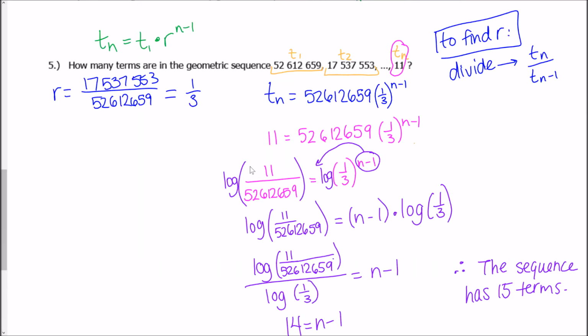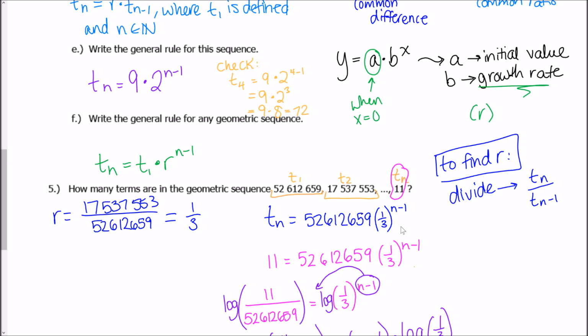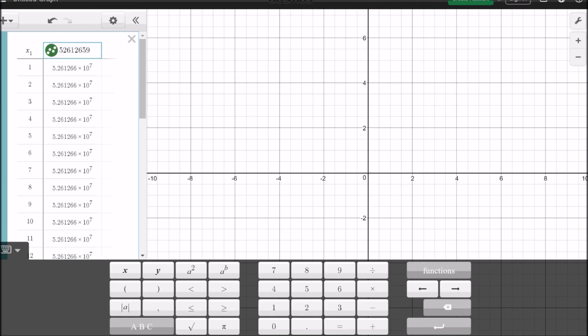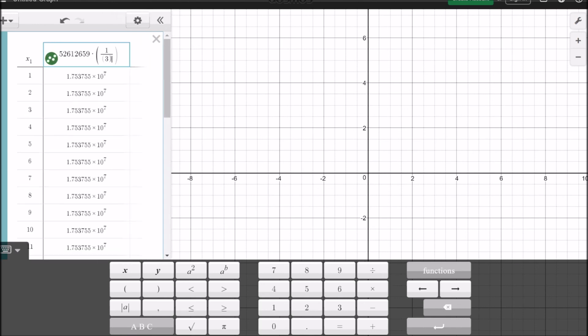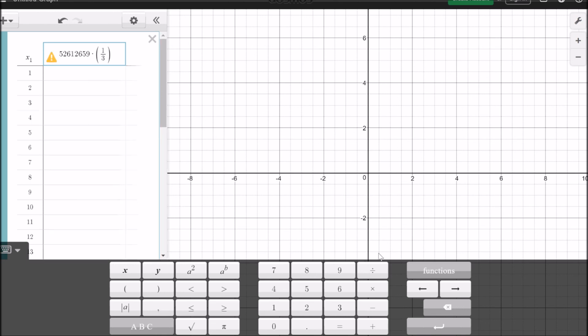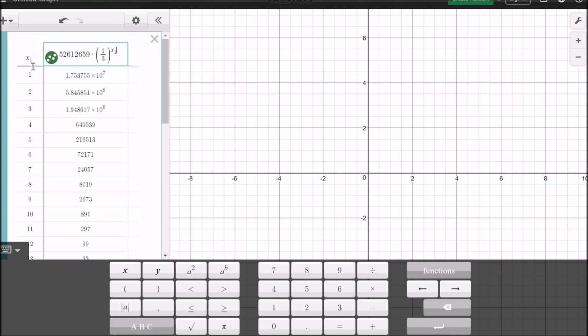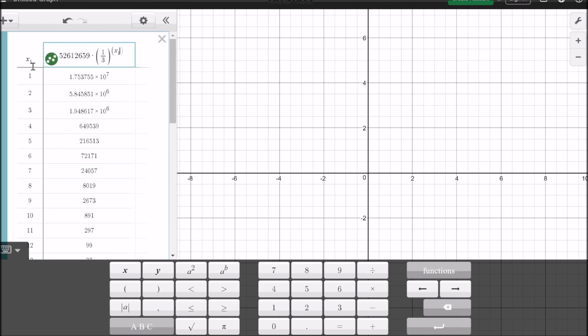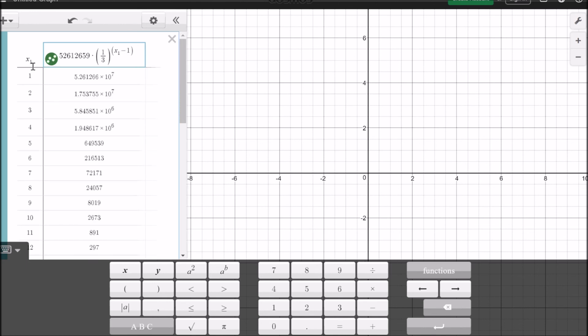52,612,659. If you notice right here, I'm just going to use the equation that I got right here, times 1/3. So in brackets, I'm going to type 1/3, close my brackets, to the power of whatever this value is here. Since this list is called x1, I'm going to type in x1, but I'm going to put it in brackets so my calculator knows that this entire thing is my exponent because I still have that -1. And then when I press enter right here, I have my list of values.